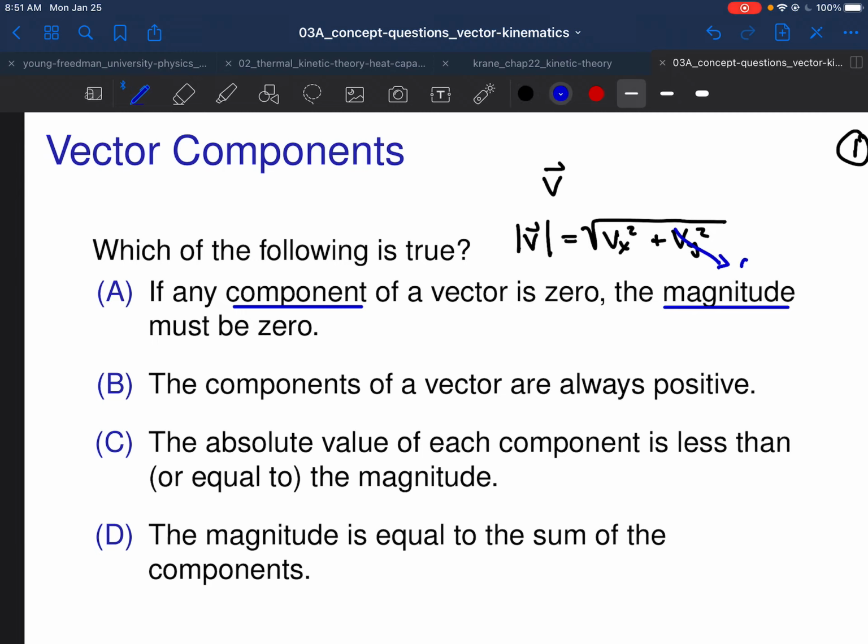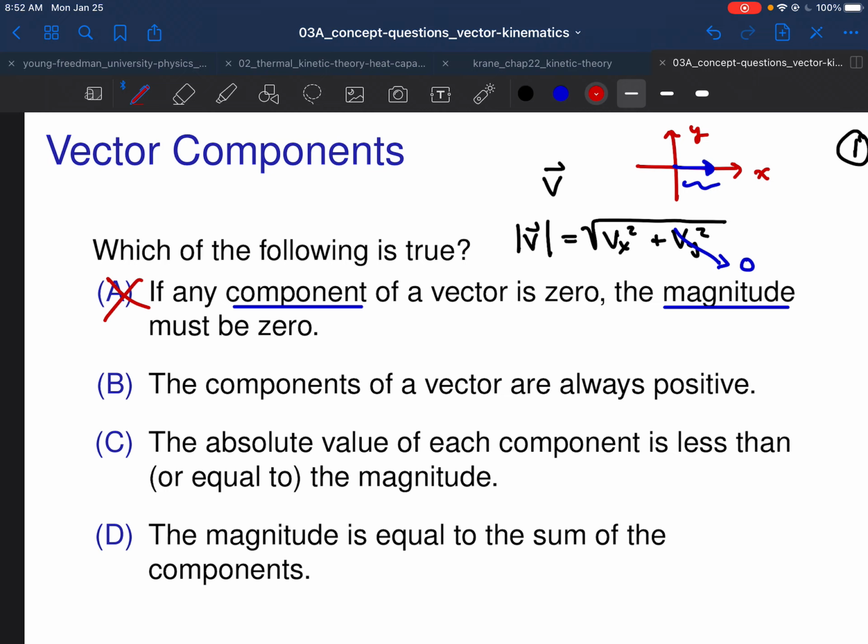Well, no, because I could have said, well, this vector doesn't have any y component, which of course would mean that the vector looks like this. Does that vector have a 0 length? Is its magnitude 0? No. It has some length. We can see that here. So that one is definitely not true.